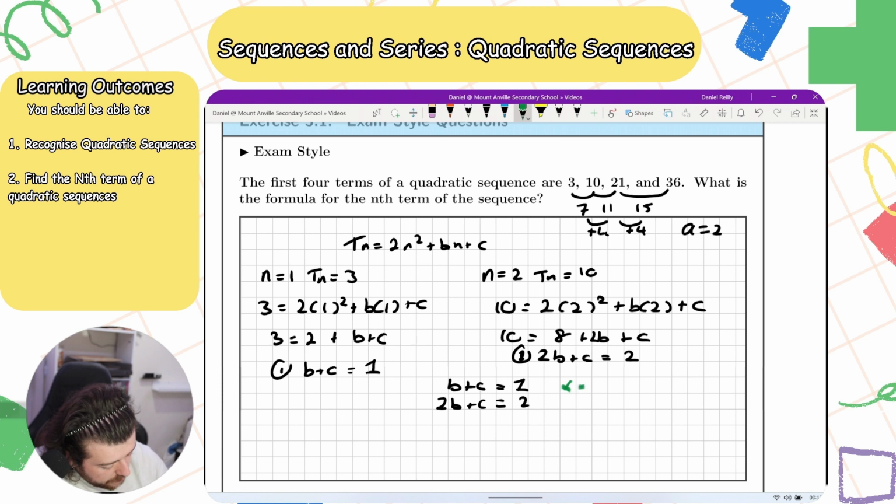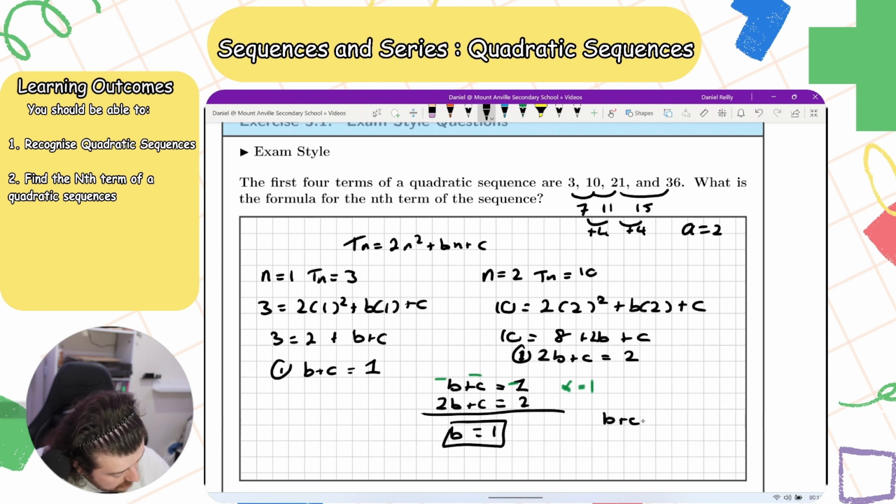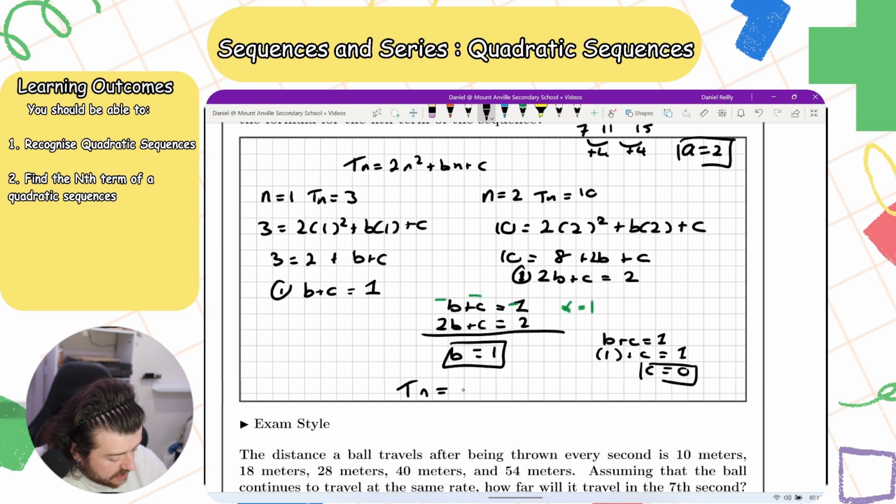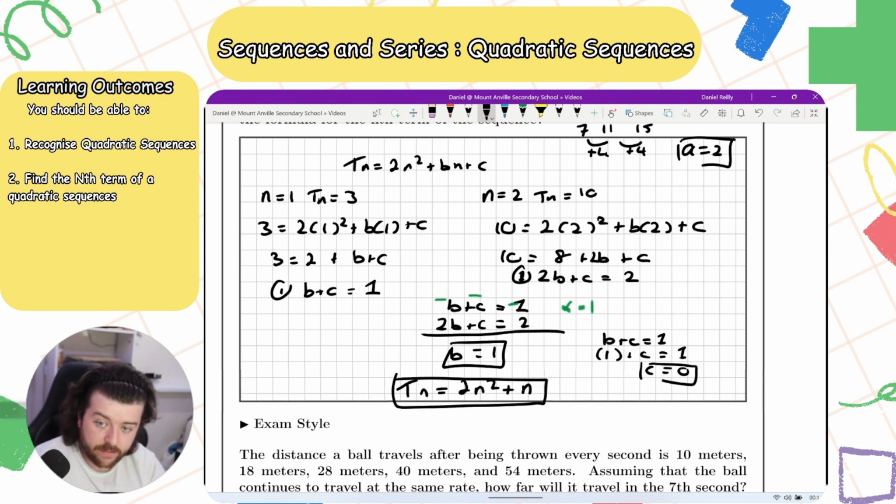Going to multiply the top here by minus 1. Minus b minus c minus 1. Add them up. I'm going to get b is equal to 1. And b is equal to 1. B plus c is equal to 1. 1 plus c is equal to 1. Then b is 1. Therefore c is 0. So I have a, I have b, I have c. Therefore Tn is equal to 2n squared plus bn, which is 1 times n, which is just n.